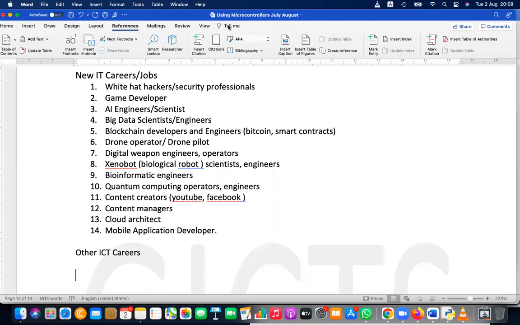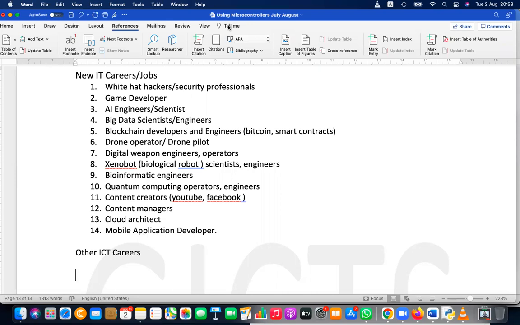Blockchain developers. I think you have heard of Bitcoins, anonymous currency. The currency which does not belong to a specific country. It belongs to everywhere, all the world. Anyone can take these currencies and work with it. So there are a group of scientists, engineers working on that. Those people are called big data analysts.